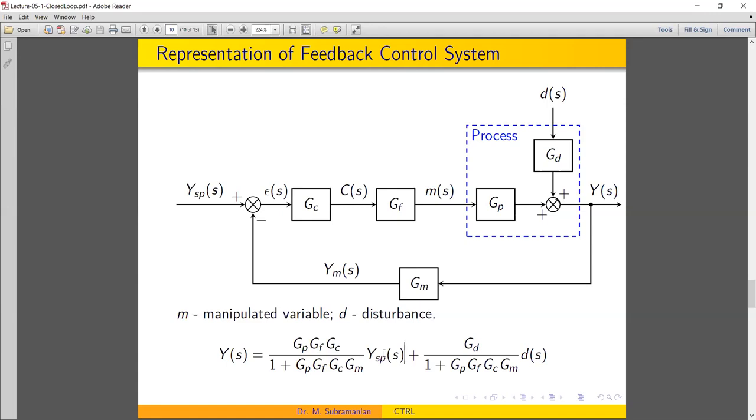Very simple logic. Of course, this is coming out because of the algebraic reduction. There is no magic here. We have connected everything. I can tell you how to connect it again also. Y of S is coming from M of S into GP and D of S into GD, the summation. M of S is written in terms of C of S, and C of S is written in terms of E of S, and E of S is Y of set point minus Y of measurement, and Y of measurement is written in terms of Y of S. So everything is now connected. Is it understandable?